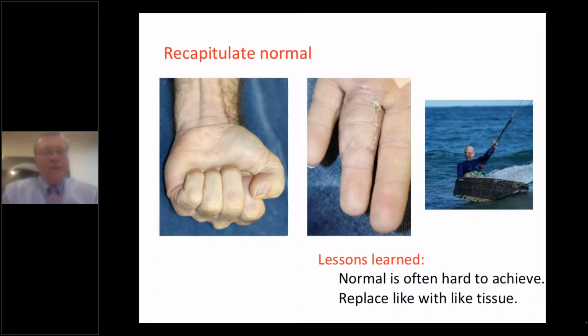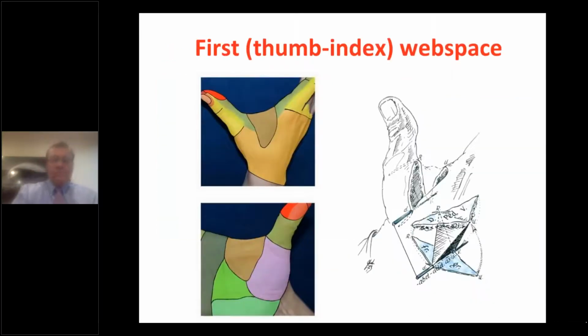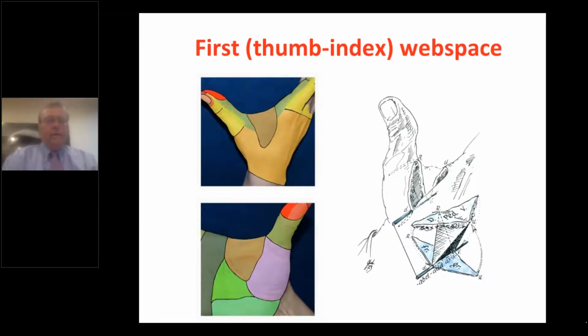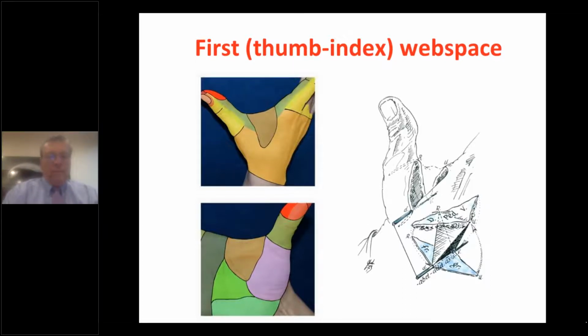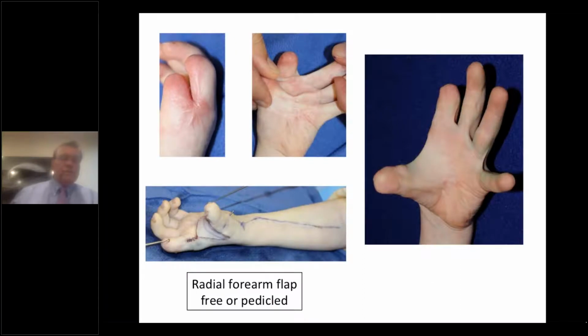Here, the refinement is to recapitulate normal as closely as possible. The first web space is a very special area. One of Dr. Littler's drawings is on the right side, depicting a tetrahedron, and this is somewhat of an asymmetrical area clinically in most patients, but is absolutely necessary if the thumb is going to be liberated and if the thumb is going to be able to move.